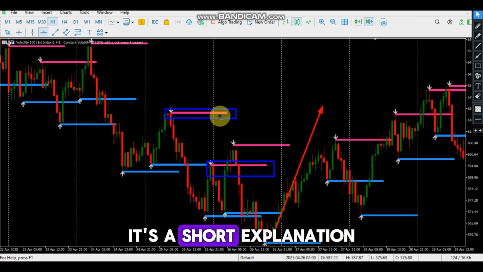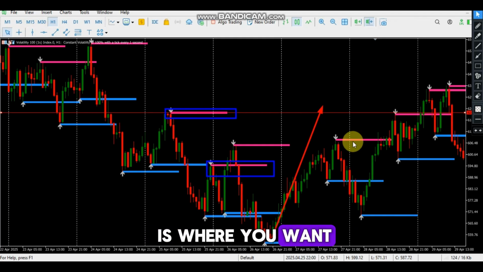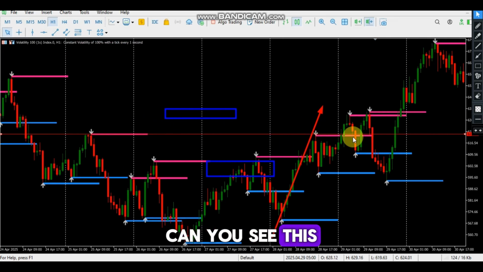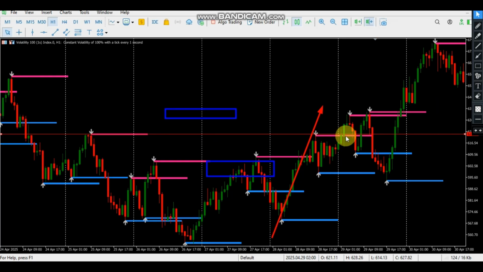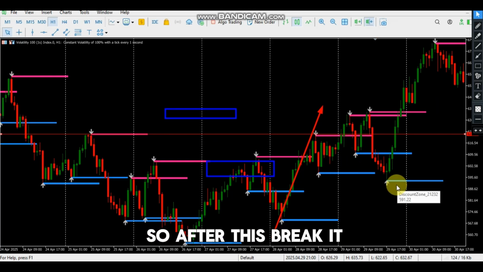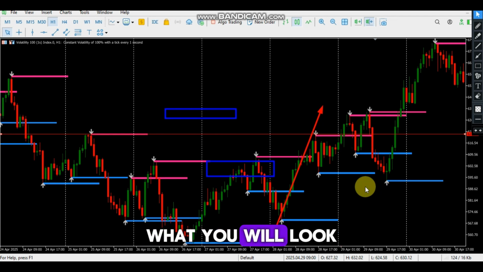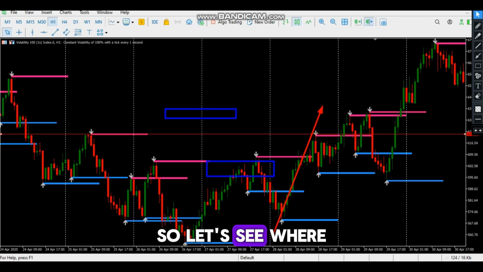It's a short explanation. Can you see this is where we want it to break? This is where it breaks it. Can you see it breaks it here? After it breaks it, what we will look for, for you to know when you're going to place your buy trade, is an FVG. When you see a reversal candle and an FVG, so let's see where we have our reversal candle after it goes up and comes here.